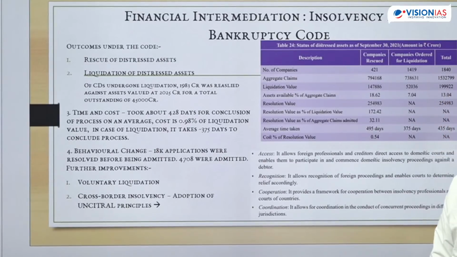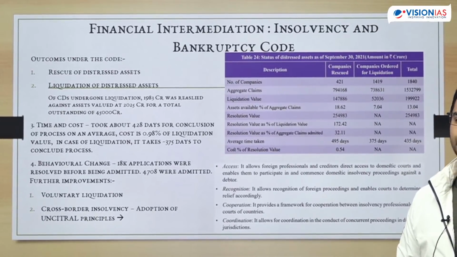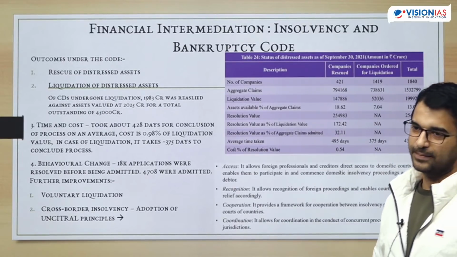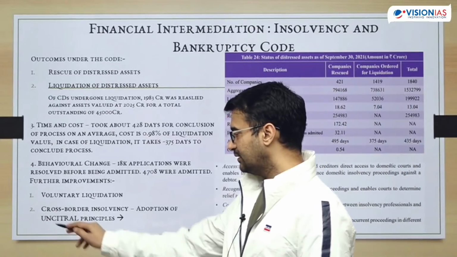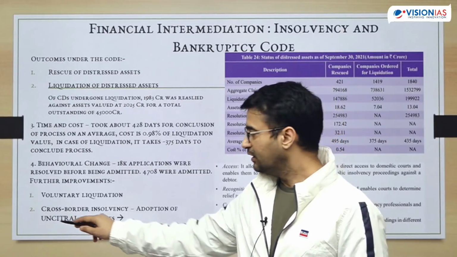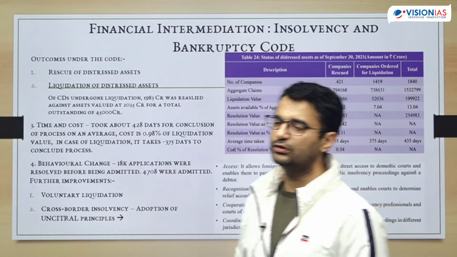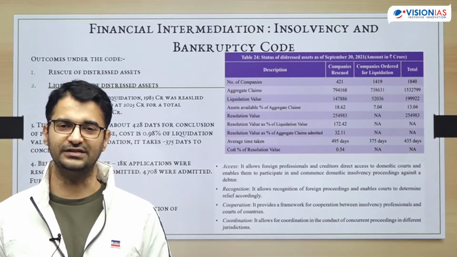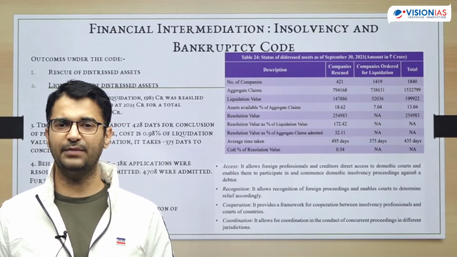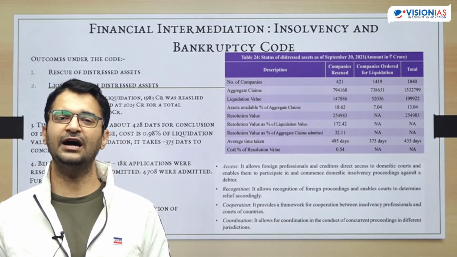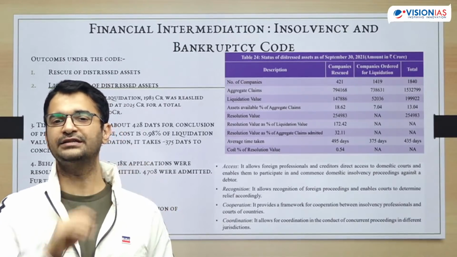Finally, this chapter concludes with some recommendations with respect to IBC. It talks about voluntary liquidation, how to ease voluntary liquidation. If it is my company and I want to liquidate it on my own, how can it be done? And it also talks about cross-border insolvency. Cross-border insolvency, we have got the UNCITRAL principles, United Nations Commission on International Trade Law, that talk about what can be done to assist and facilitate cross-border insolvency. A company that has not paid money is located in India as well as in foreign countries. How can banks in India proceed to recover money from its subsidiaries in foreign countries?